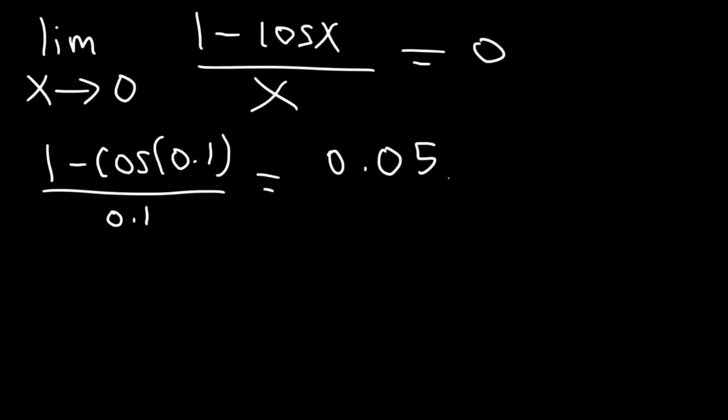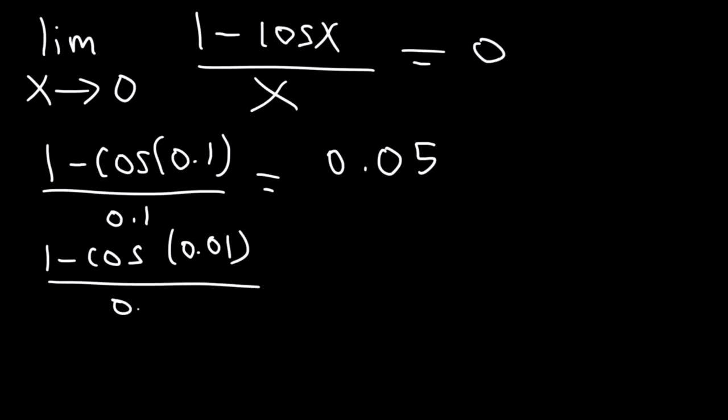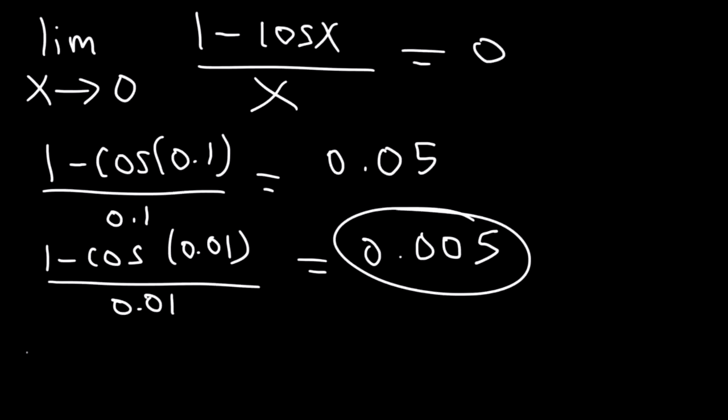It rounds to 0.05. Now let's try an even smaller number. Let's try 0.01. So this will give you 0.005. Notice that these two numbers are not the same. They look similar, but this number is 10 times smaller. It's getting closer and closer to 0.